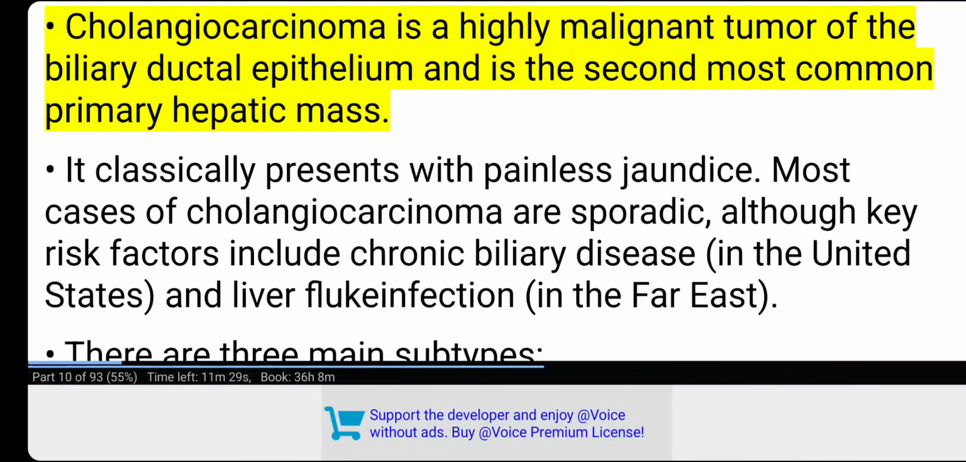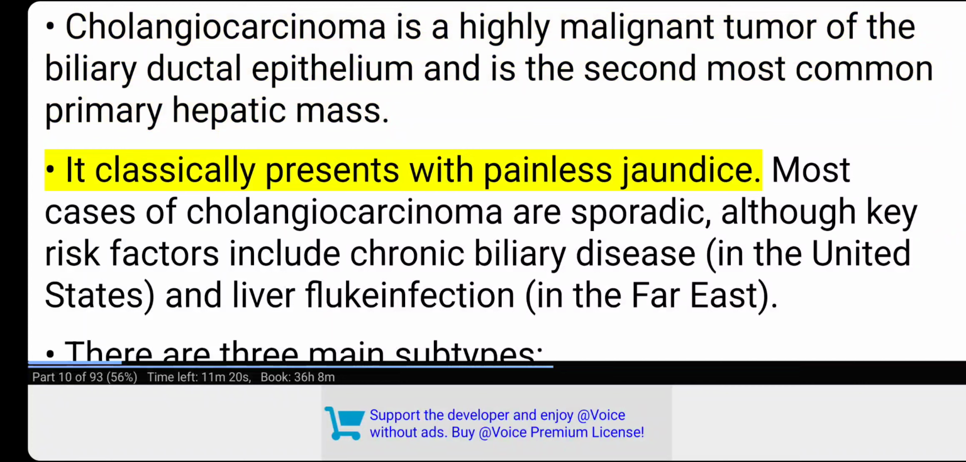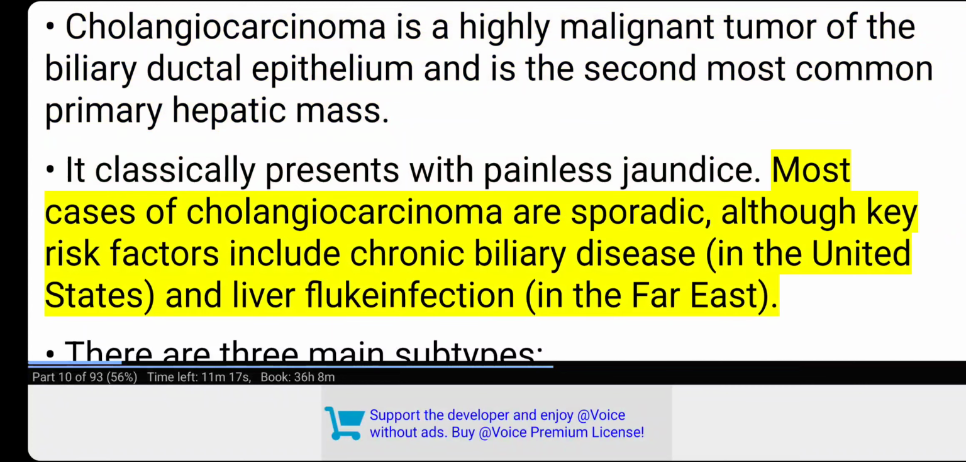Cholangiocarcinoma. Cholangiocarcinoma is a highly malignant tumor of the biliary ductal epithelium and is the second most common primary hepatic mass. It classically presents with painless jaundice. Most cases of cholangiocarcinoma are sporadic, although key risk factors include chronic biliary disease in the United States and liver fluke infection in the Far East.